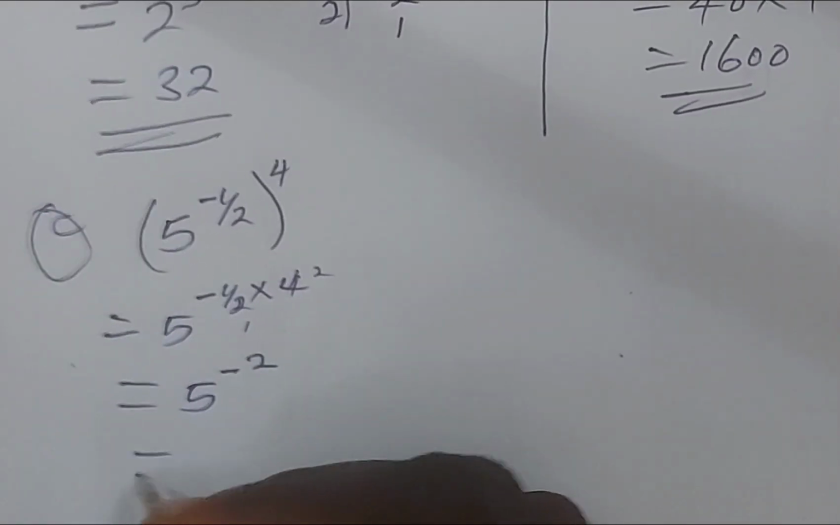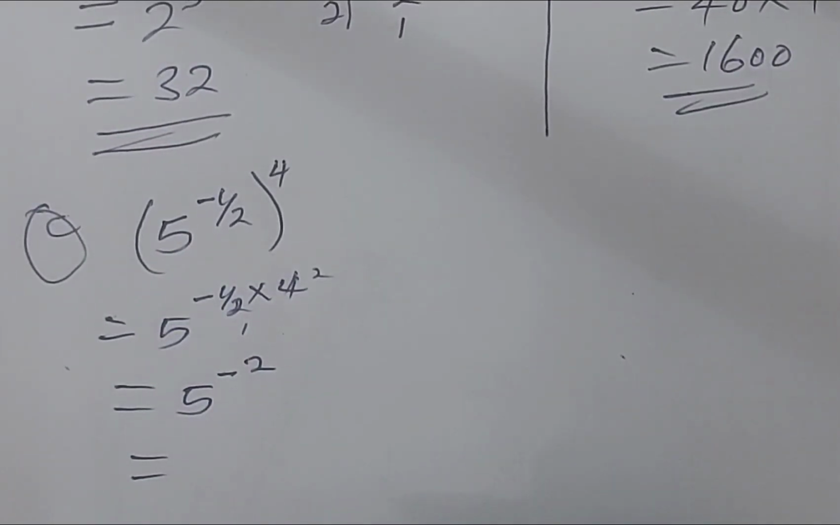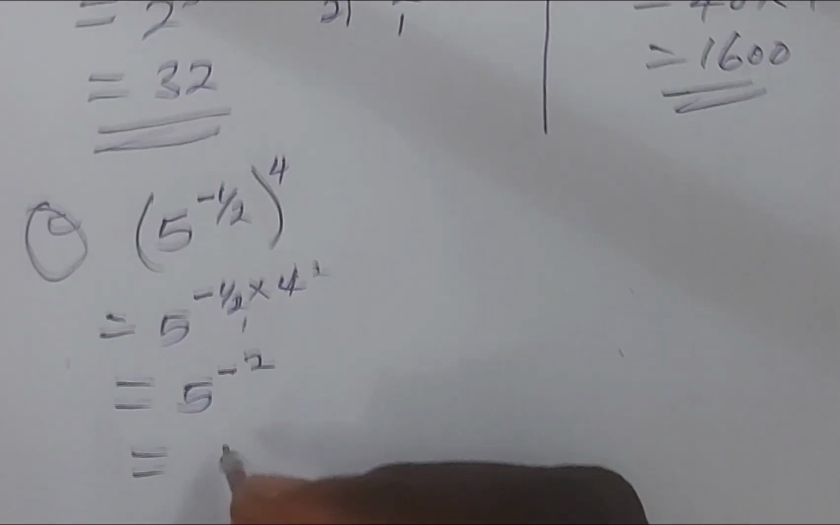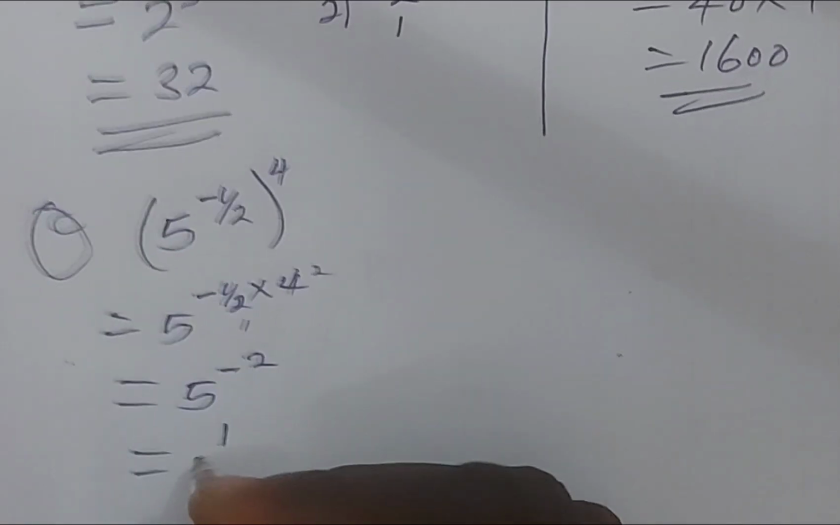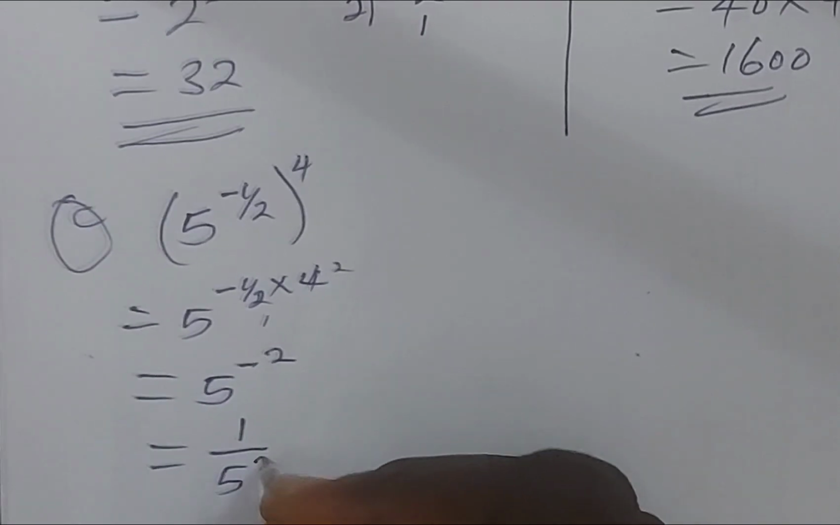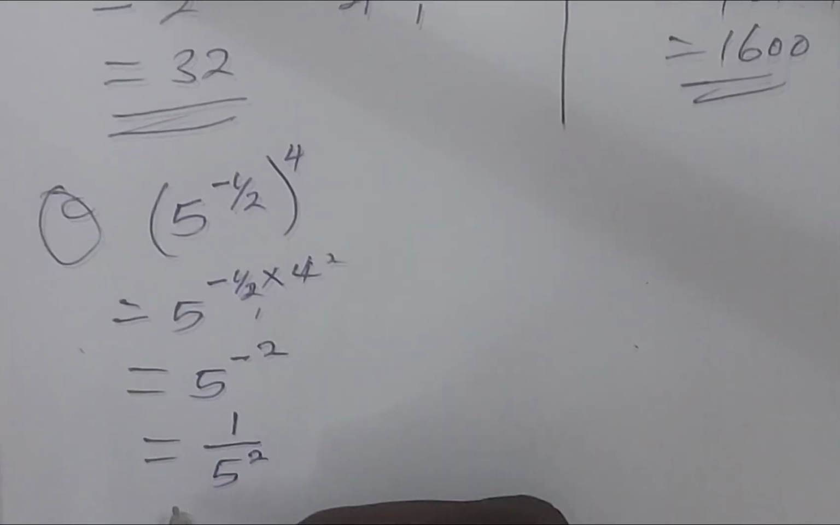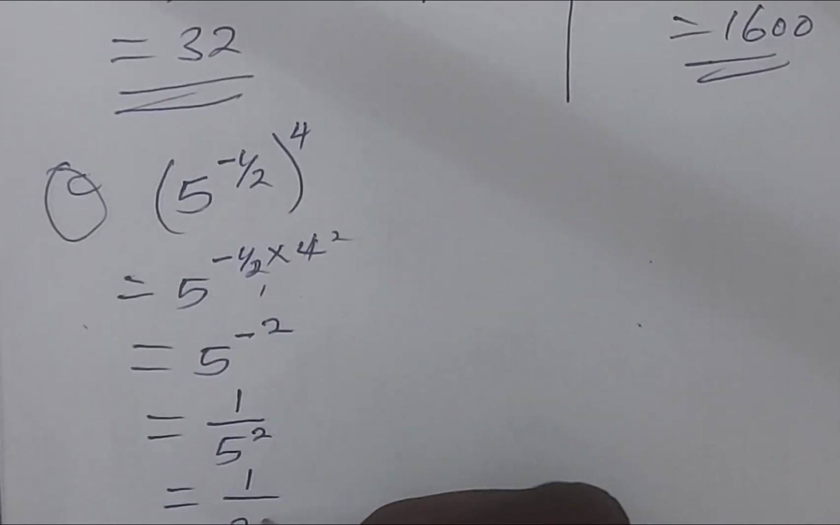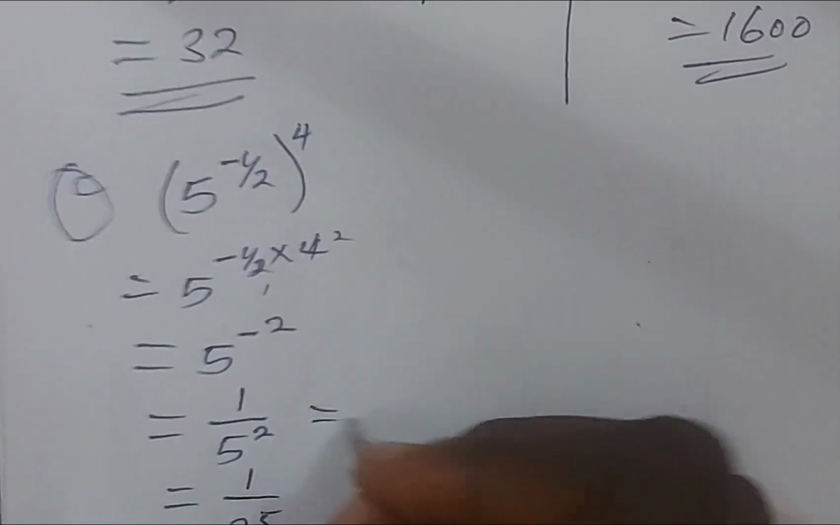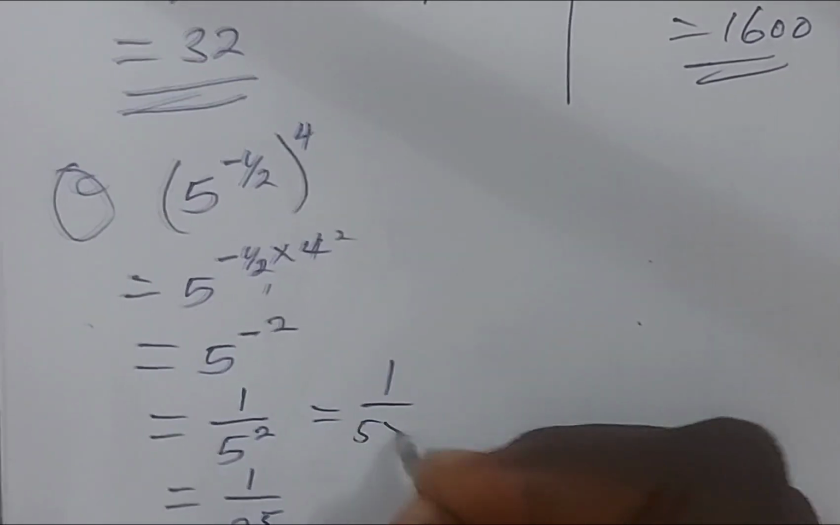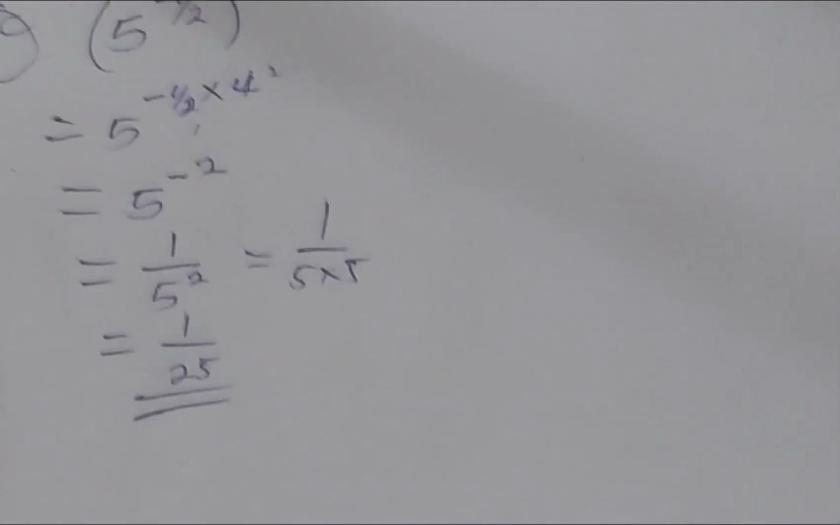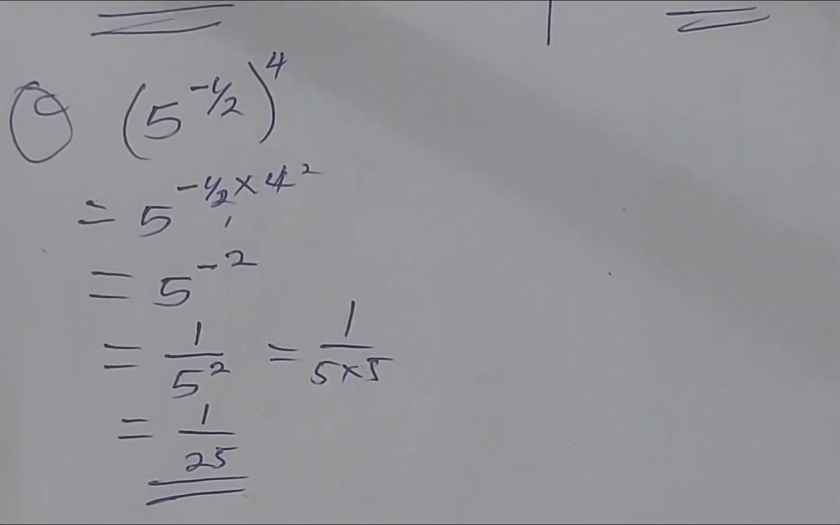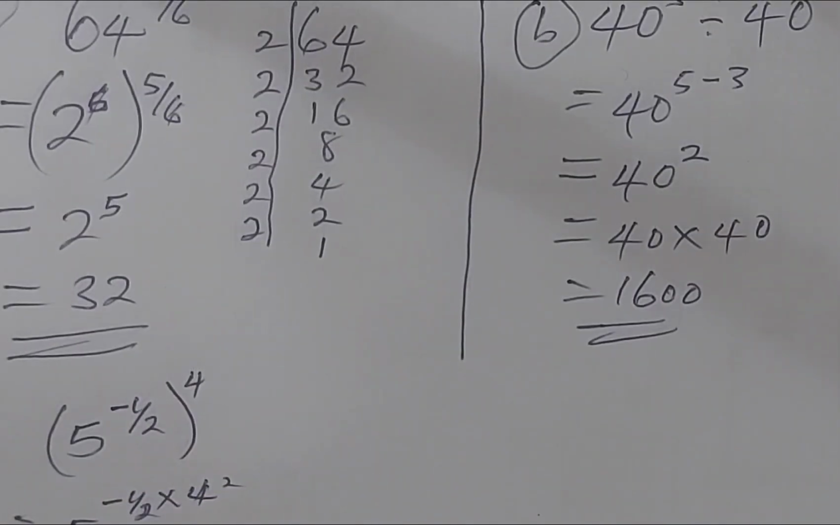There is a law like this in the previous video, which will give you 1 all over 5 raised to the power of 2. And this is 1 all over 25. If you want to do it, it can be 5 times 5, which gives you this. It's as simple as ABC.